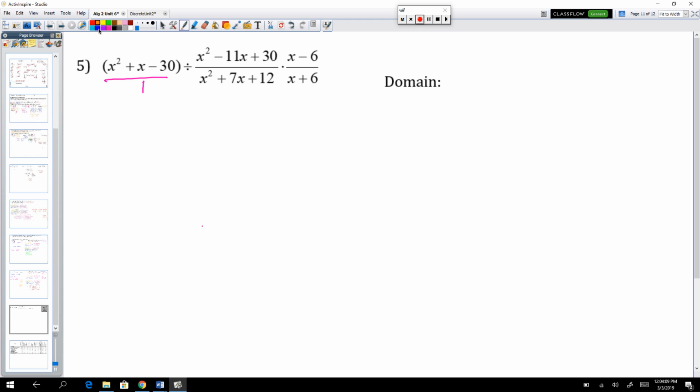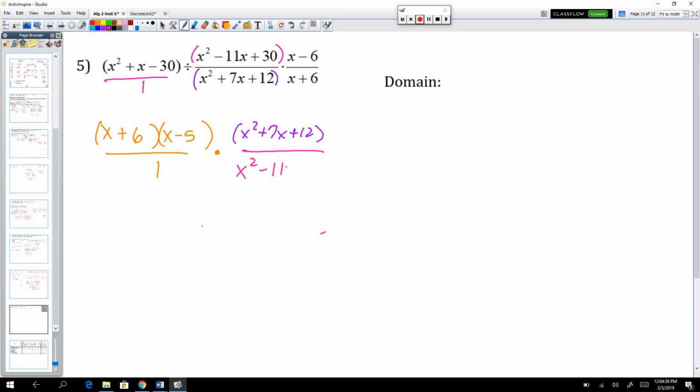So if I'm looking at this first fraction, the factored form of x squared plus x minus 30, so that what multiplies to -30 and adds to 1. And then let's go ahead and flip and then factor later. Let's go ahead and do this like this. So let's flip it to be x squared plus 7x plus 12 and x squared minus 11x plus 30. So that's the flipping step, that's complete.